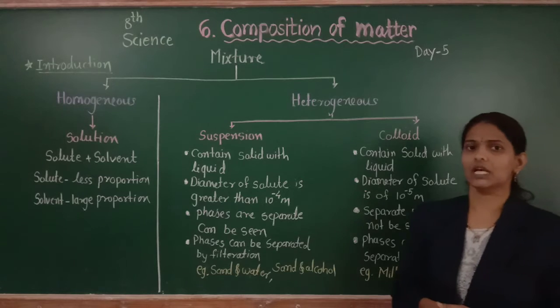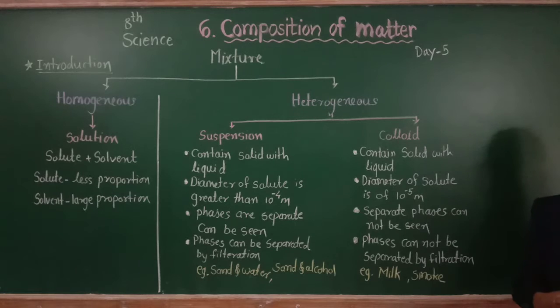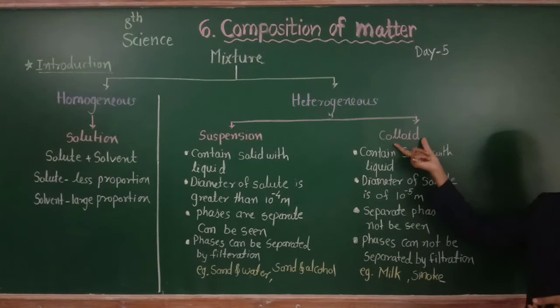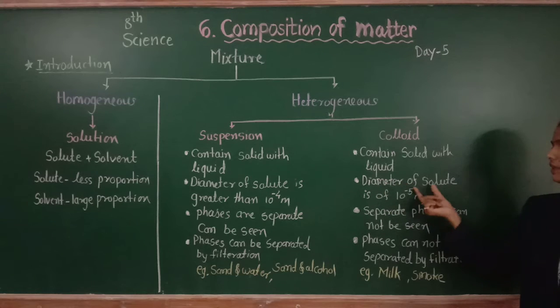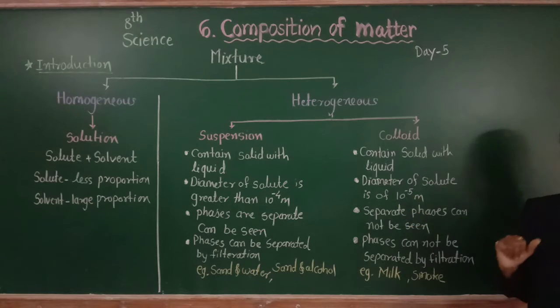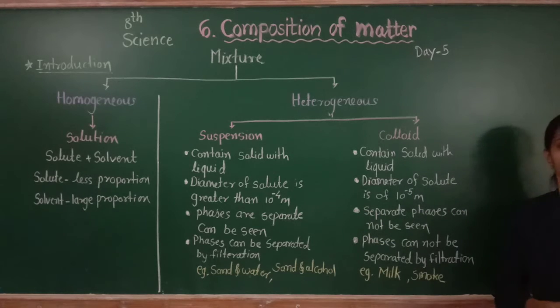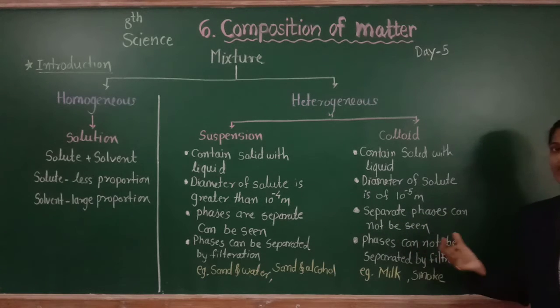Now let's discuss colloid mixture. The second type of heterogeneous mixture is colloid. So what is the difference between suspension and colloid? See, colloid also contains solid with liquid. Here the diameter of the solute is different. In suspension it is greater than 10⁻⁴ meter, but here it is 10⁻⁵ meter. Then separate phases cannot be seen.